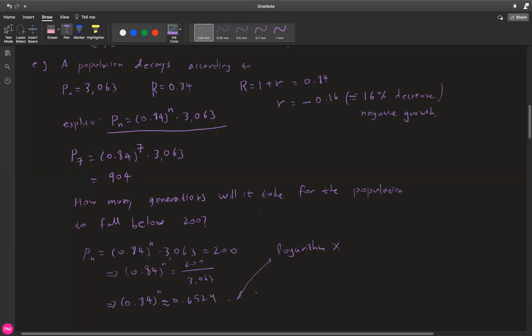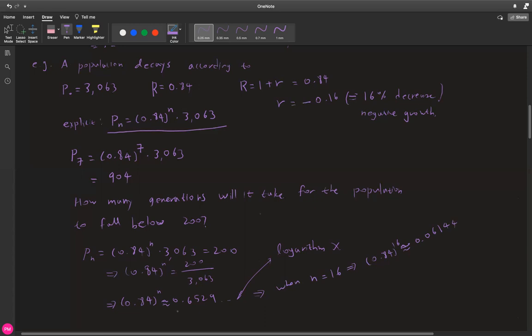So if you're simply repeatedly multiplying this 0.84 to itself, you will actually find that when n is 16, we will have 0.84 to the power of 16 is approximately 0.06144. And that is actually the point where it is less than this right-hand side.